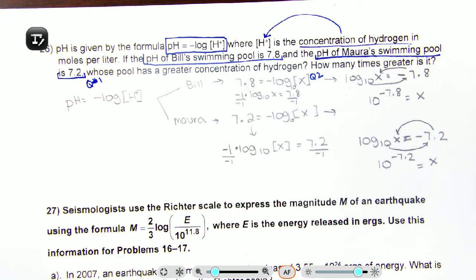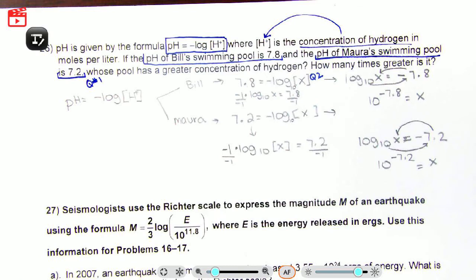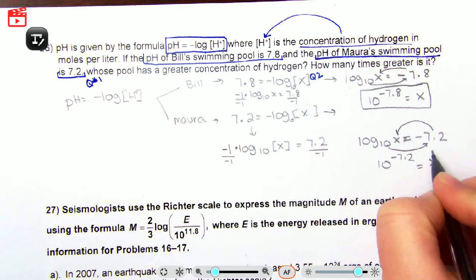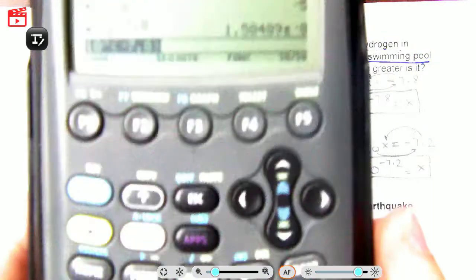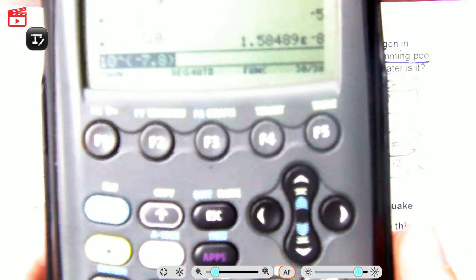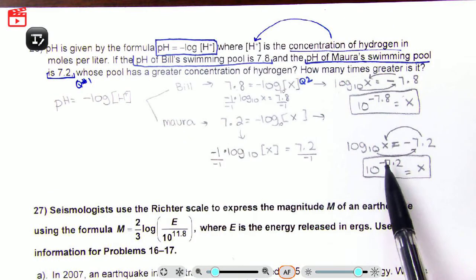Sorry, my calculator is telling me there's a syntax error. I don't know why it's doing that. Let me see what that is. 10 to the power of negative 7.8. There it goes. I'm not going to write that; I'm going to keep it in exact form, and I'll show you why. We're solving for x, the concentration of hydrogen. I changed my H to an X just to make it easier for me. But if I plug it into the calculator, this is what it becomes: 1.58489. And that's going to be for Bill.